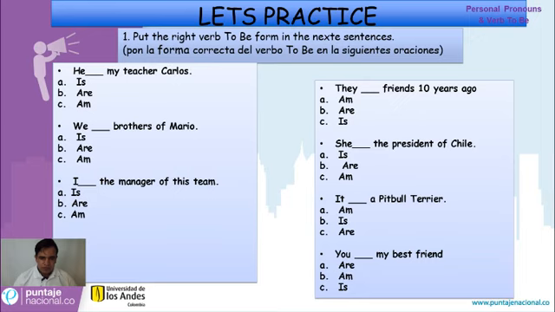Very good, very good. Hey, guys. Yes, they are, Camilo, but when we use the past, as my friend Anonymous, you have to put "were" in this case. You were my best friend. Very good. I was the manager. Very good, Camila. So good. Very good, Majo. I was the manager. Yeah, very good. Very good, Melissa. So nice. They were friends ten years ago. Good. You were my best friend. Very good.